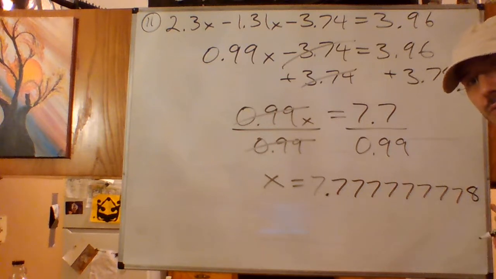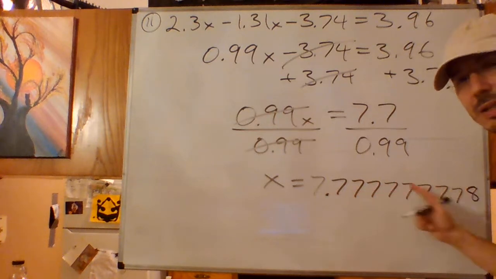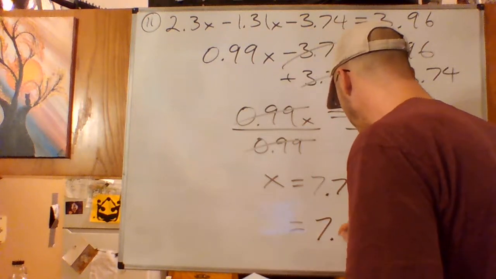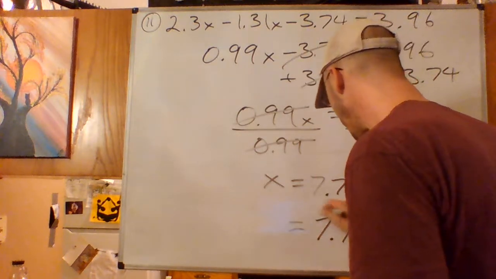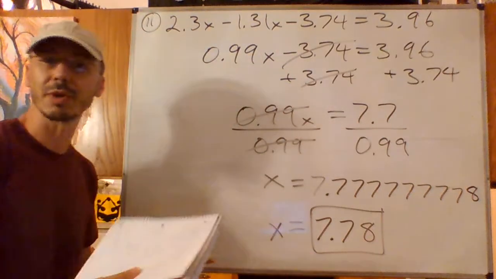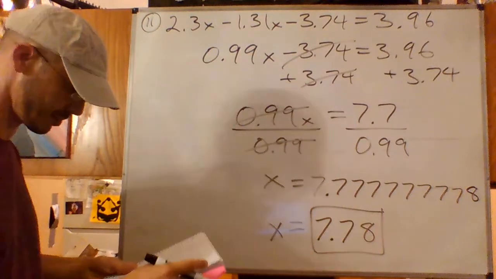So that's the good way to round, but this is too many digits. For Hawks, we would have to put it as 7.78. Round it right there at the second decimal place, because they want 2 decimal places.